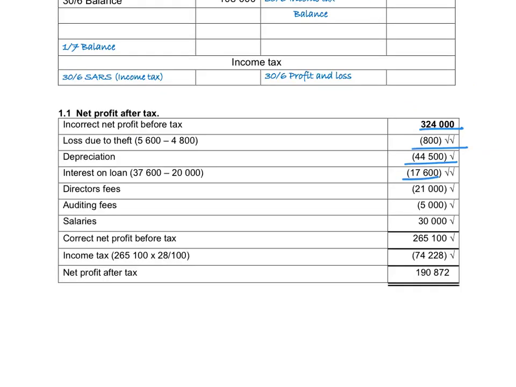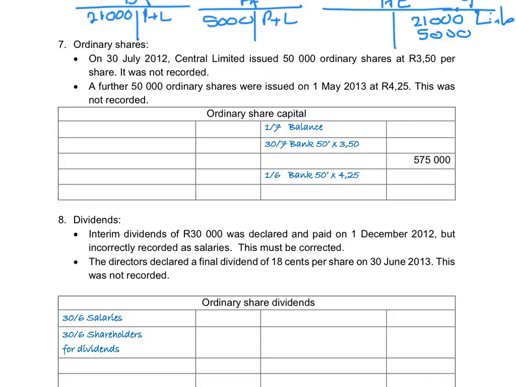The net profit after tax will be deducted with the 21,000 and the 5,000. On 30 July 2012, Central Limited issued 50,000 ordinary shares at R3.50. That is at the beginning of the financial year.